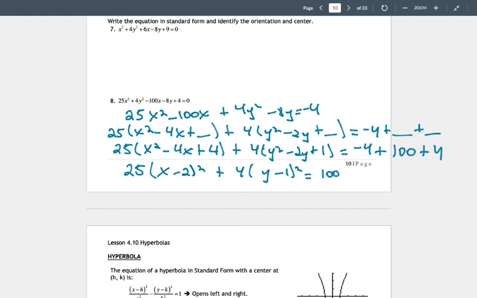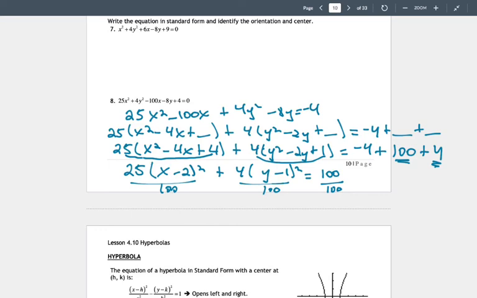Okay, so I've kind of written through this one. I grouped my x's and my y's together. I factored out the numbers in front of the x squared and the y squared, and then I completed the square. I made sure when I added to both sides, I multiplied the 25 times 4 to get that 100 and the 4 times 1 to get this 4. And then I factored everything, and now I need this to be equal to 1, so I'm going to divide through by 100.